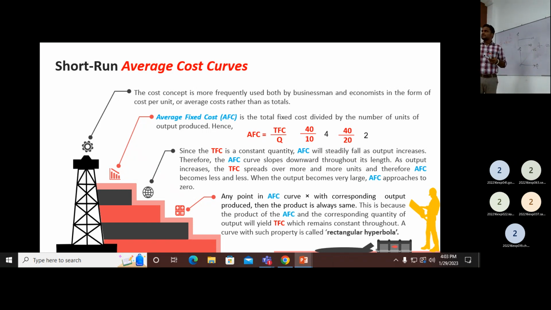Yes, of course, you have the total cost, but the selling price will be determined on a per unit basis. So you need to bring all these total cost figures into a per unit basis. Clear? Right. It says the cost concept is more frequently used both by businessmen and economists in the form of cost per unit or average cost rather than totals. Now, when you are doing your budgets in your companies, first you need to bring these into very small units, right? So then you need to analyze it. So we are calculating cost per unit.